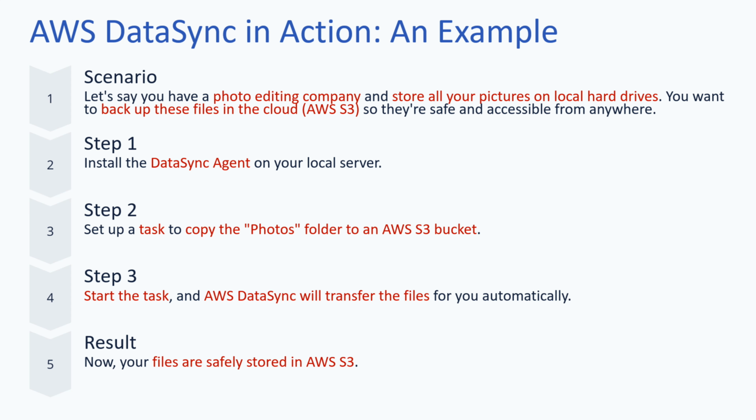Now we will see a real-time example. Let us say you have a photo editing company and store all your pictures on your local drives. You want to back up these files in the cloud, say AWS S3, so they are safe and accessible from anywhere. To do that, first you have to install a DataSync agent on your local server. Then you have to set up a task to copy the photos folder to an AWS S3 bucket. Then you have to start the task, and AWS DataSync will transfer the files for you automatically. And after some point of time, your files are safely stored in AWS S3.